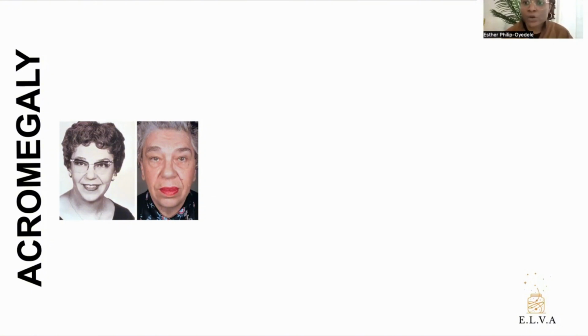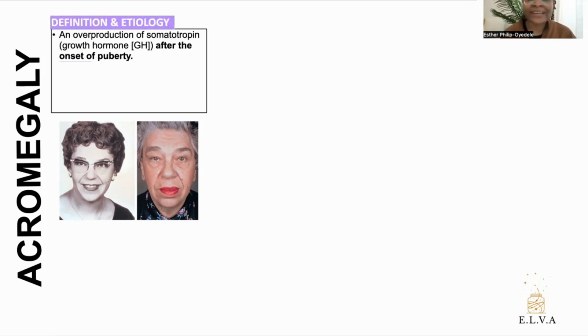As you can see, her nose looks bigger, her lips look bigger, the entire facial structure is just bigger and more enlarged. So we've already defined it as an overproduction of somatropin, aka your growth hormone, after the onset of puberty. You might say, what will cause this to happen? Well, one of the biggest things that cause acromegaly to happen is mostly the benign tumor on the pituitary gland.